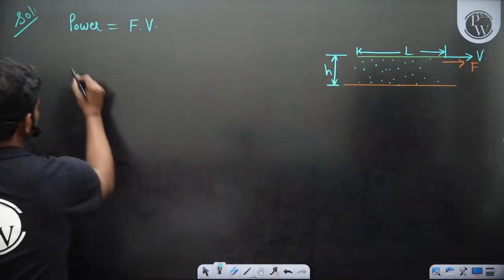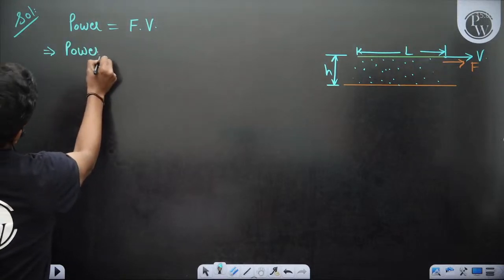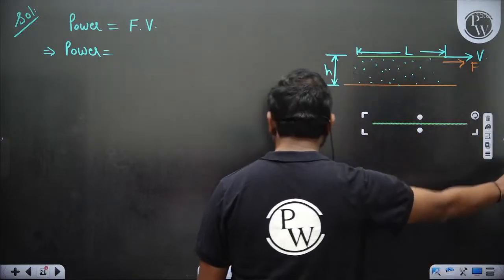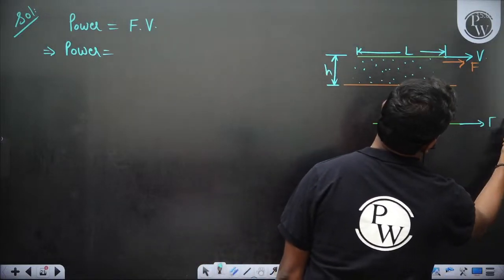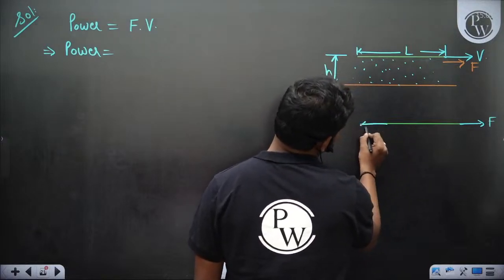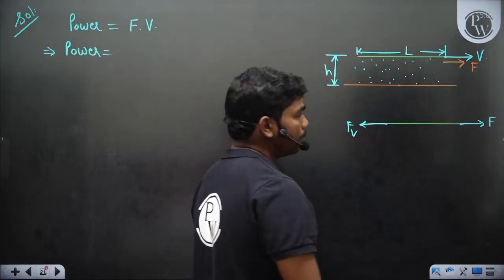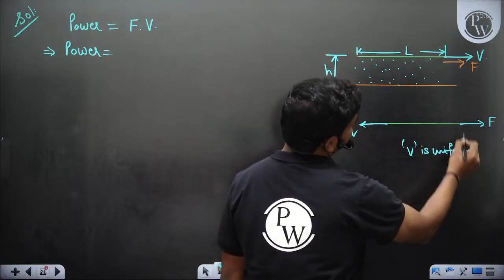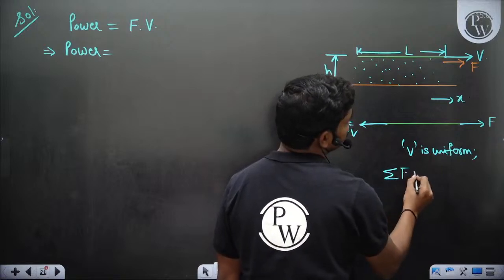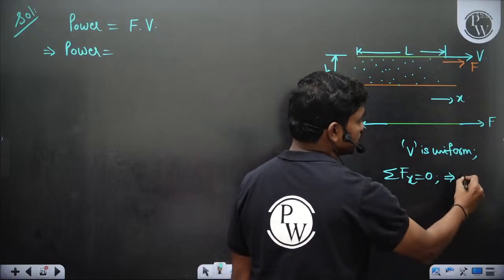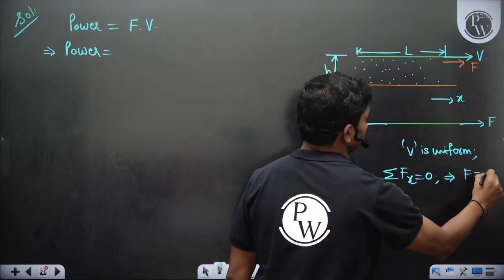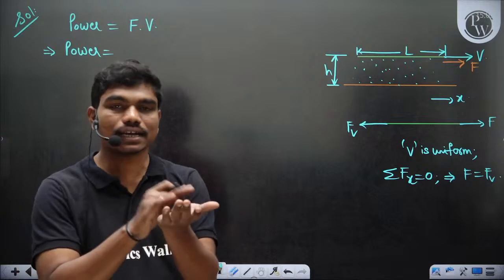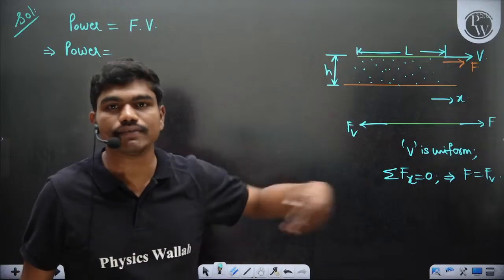Then if you simplify this, what should be the force? If this is moving at uniform velocity under the application of a force F, at the bottom there is fluid in contact, so definitely there is also a viscous force acting on this plate. But it's given V is uniform, so it's moving at some constant velocity. If you take this as the x direction, sigma Fx should be 0 because the velocity is constant. So F should be equal to the viscous force. The force acting on the plate should be exactly the viscous force. Otherwise there is a net force on the plate and the plate will accelerate, which you don't want.